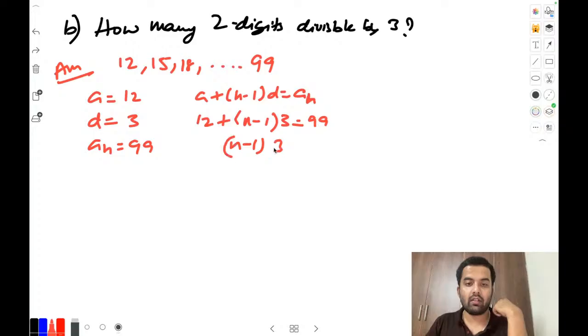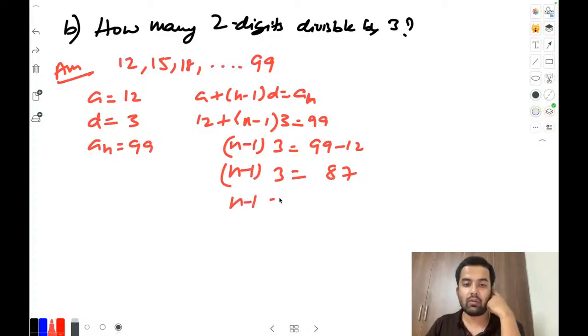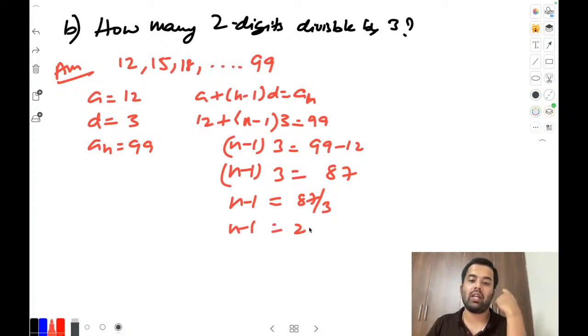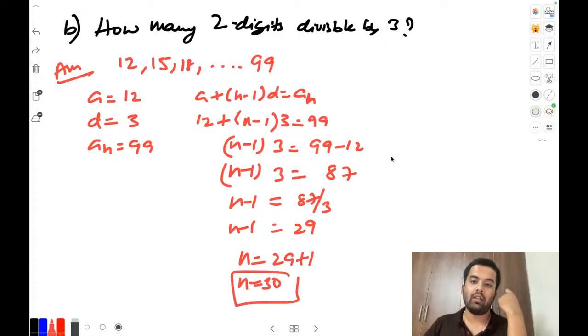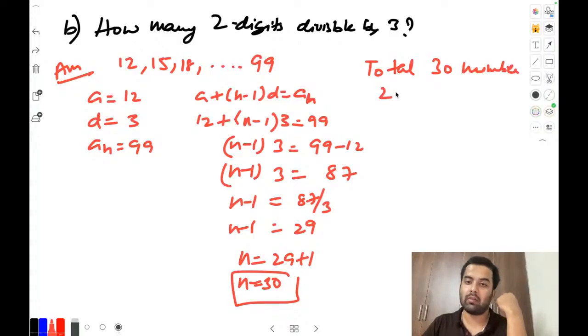Yeah, n minus 1 times 3. So 99 minus 12, and rest again you did after subtraction. 7 will come here, and this becomes 8. After that 3 will go down, so 87 divided by 3. This will again be 2 times and 9 times, and n value is 30. I hope everybody got the same answer, which means total 30 numbers we have, two-digit numbers which are divisible by 3. Total 30 numbers we have.